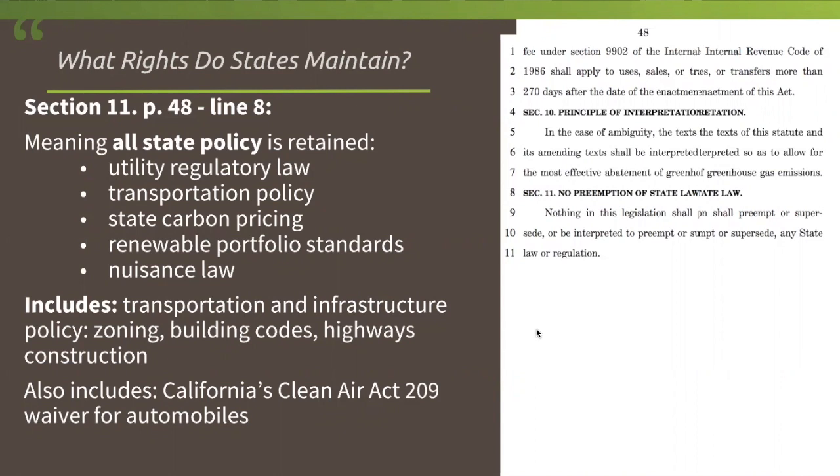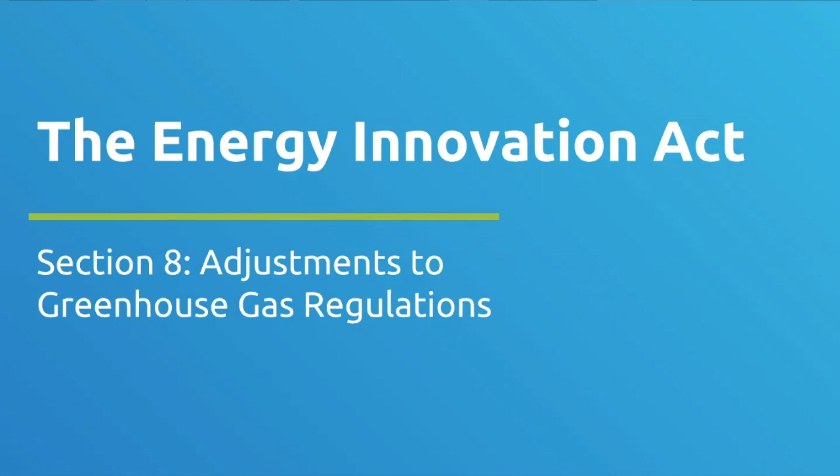And then one here that I think maybe has caught some people's attention is nuisance law. This question comes up in a few places, but a couple of states have statutory law that gives, in California in particular, the counties and municipalities the right to bring public nuisance lawsuits. And these are the lawsuits that the California counties are bringing against the big greenhouse gas emitters. So those stay in place also. It also includes any transportation and infrastructure policy, zoning, building codes, highway construction, all of that stuff. And then also remaining in place is California's Clean Air Act 209 waiver for automobiles. So California retains explicit authority to implement its own standards for automobiles.